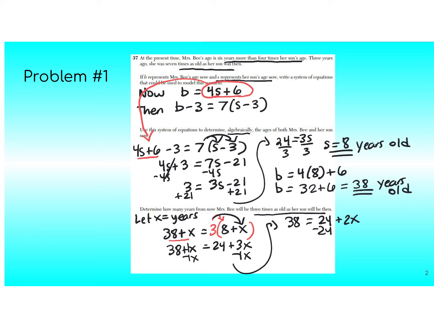Subtract your 24 from both sides, and you end up with 14 equals 2x. So we'll divide both sides by 2. X equals 7. So in 7 years, they will be the same. So she will be 3 times as old as her son will be then. Let's look at the next one. That one's a tricky one.